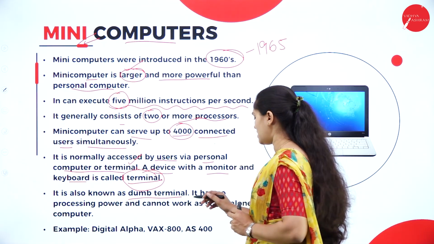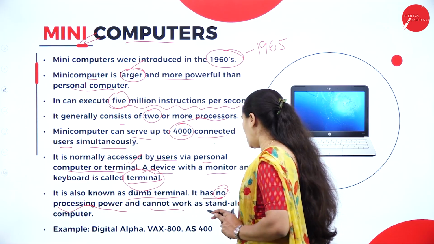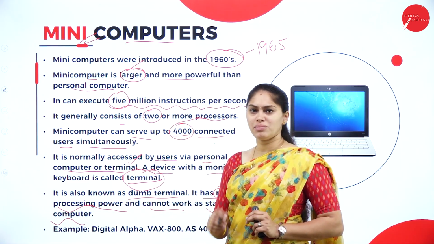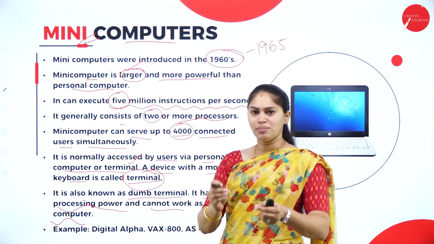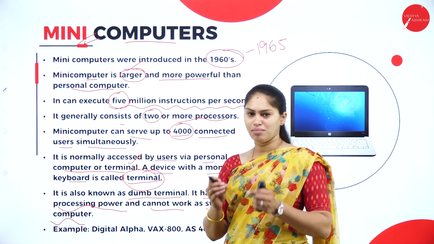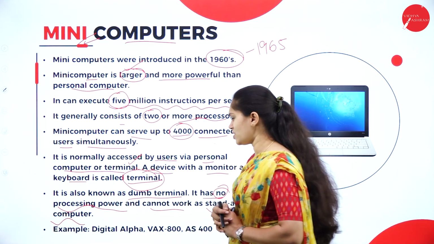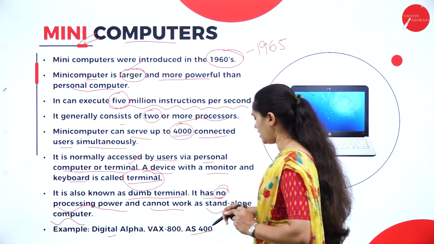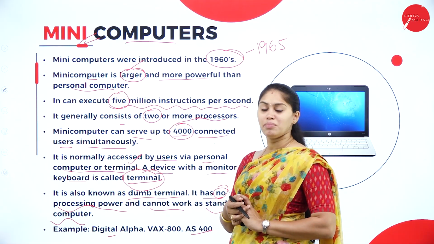Why? Because as I said earlier, it does not have any processing power and cannot work as a standalone computer. So if you want to get benefit from this, then you have to attach a microcomputer or any PC or terminal to the mini computer, then it will be more efficient. Then what are the examples which come under this? We have the Digital Alpha, VAX 800 and AS400. These are the examples which come under this mini computer.